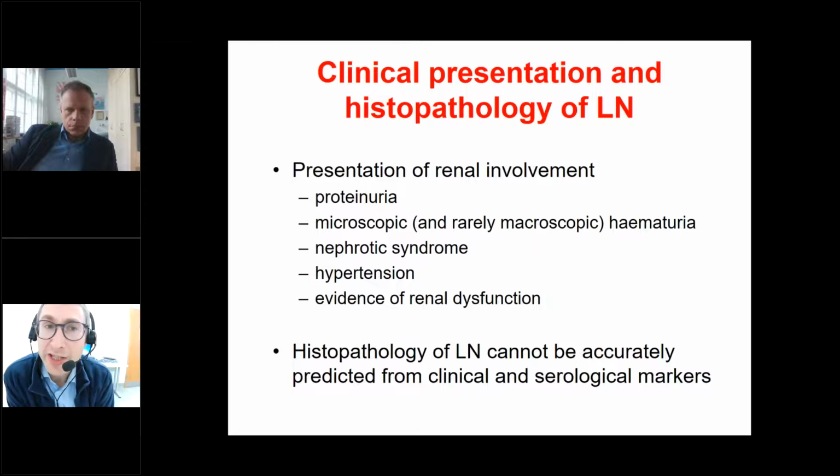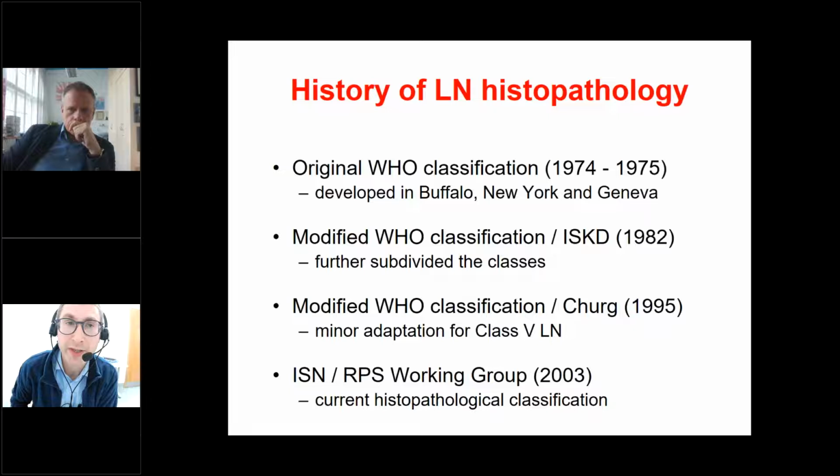So I think as Professor Anders talked upon, children present like adults with a myriad of symptoms. With proteinuria, we see those with nephrotic syndrome being more with class 5 lupus nephritis, who can have the subepithelial deposits. We do see microscopic and rarely macroscopic, usually Coca-Cola colored urine, but also evidence of renal dysfunction and hypertension. But what we do know is it's very difficult to predict the histopathology just based on clinical and serological markers.